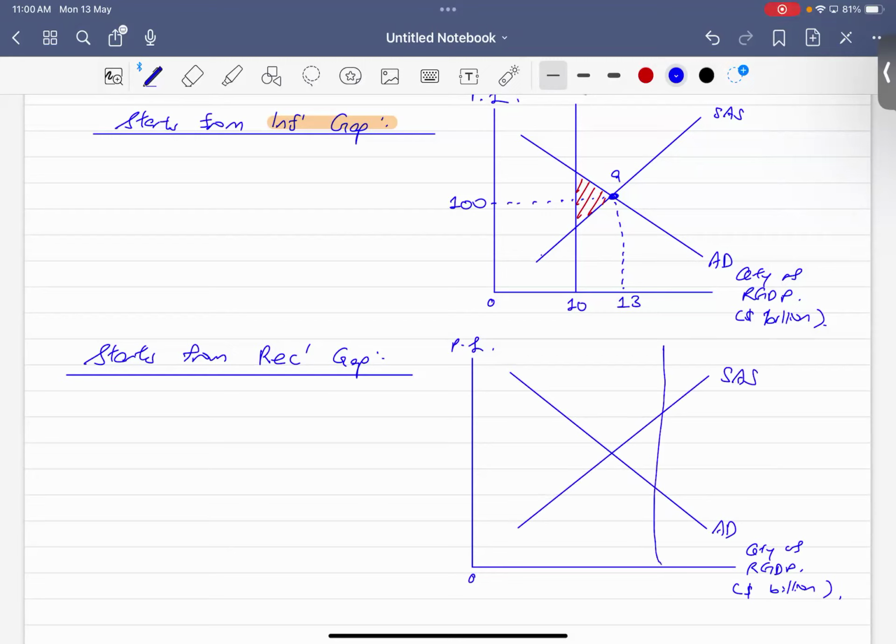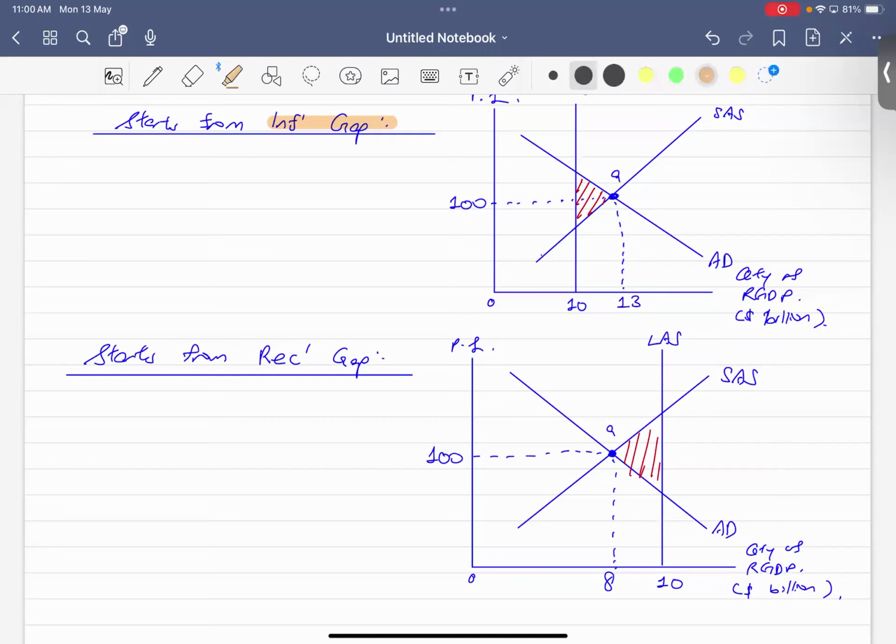Like this, you're producing below the full capacity. You can produce up to 10 billion, but the economy is only producing up to point A here, which is 8 billion at the price level of 100. So therefore, you can see there is a recessionary gap here. That's called recessionary gap.